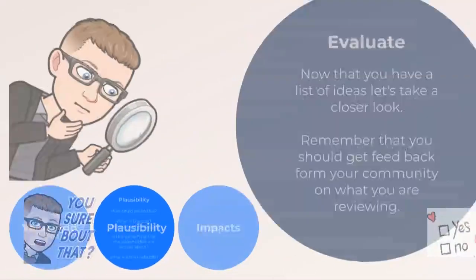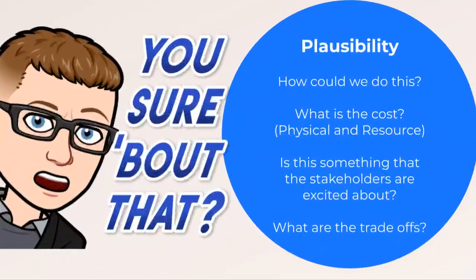The next thing we want to take a look at is the plausibility. Again, we're phrasing this with the how could we do this? What's the cost, physical and resources, right? This is where we're starting to lay out.